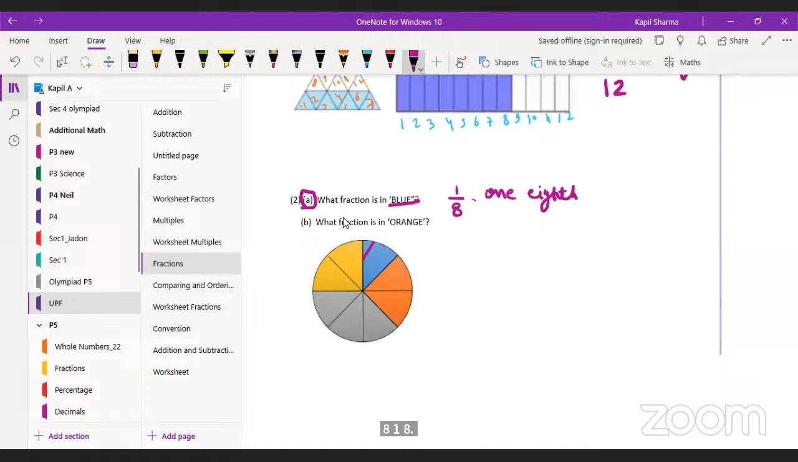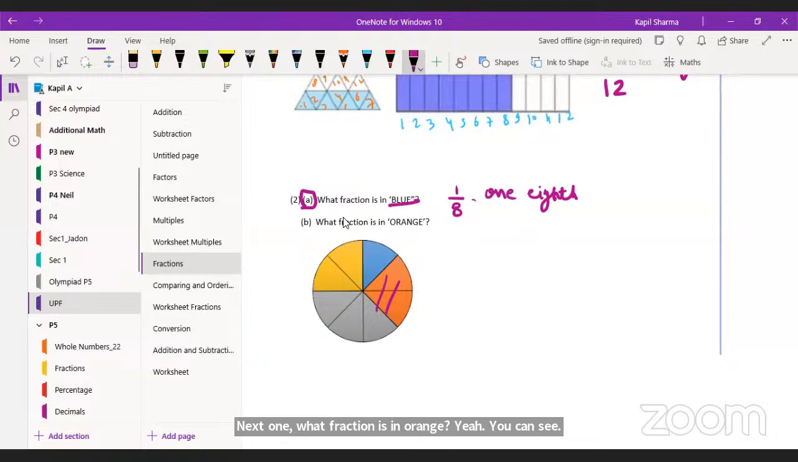Next one, what fraction is in orange? So, you can see two parts are shaded in orange. So 2 out of 8 or 2/8.